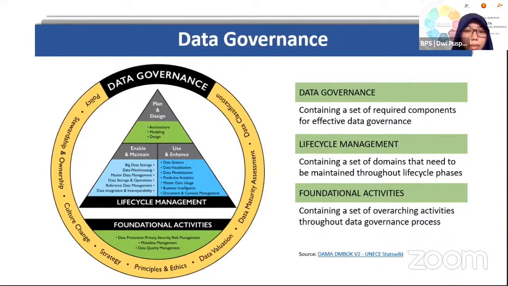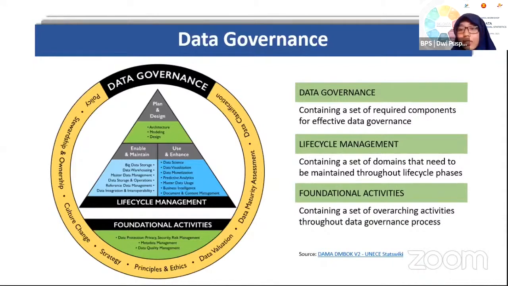And then the life cycle management. The life cycle management contains a set of domains that need to be maintained throughout the life cycle phases. So for data governance or data management, the life cycle is basically divided into three parts: plan and design, then use and enhance, and at last enable and maintain. Each of the phases contains knowledge areas or data domains that need to be maintained in each phase. For example, in plan and design, the knowledge area or data domain that needs to be maintained is architecture, modeling, and design.